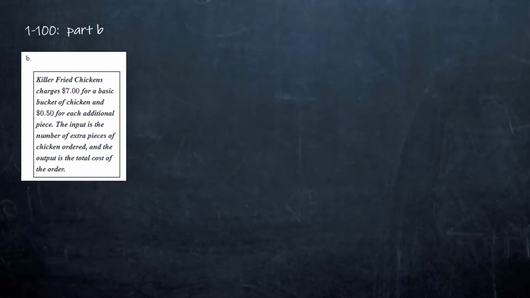Okay, so for part B, this scenario is Killer Fried Chickens charges $7 for a basic bucket of chicken and 50 cents for each additional piece. That to me sounds linear just from what it's talking about. It starts at a base of 7 and adds 50 cents for each additional piece.